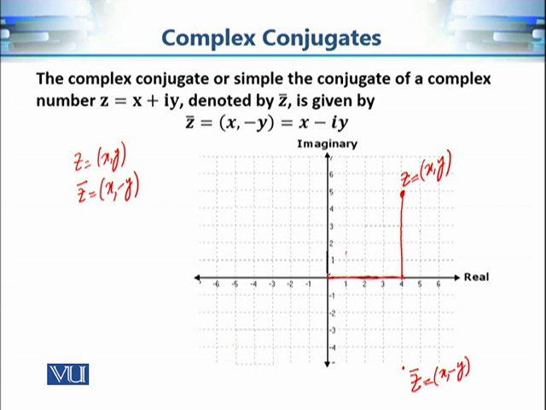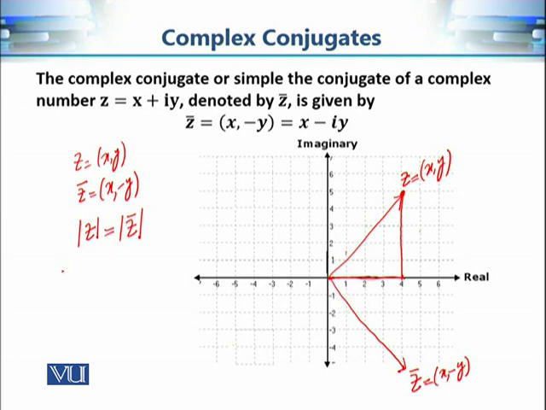Now, it is a very simple observation that the distance from origin to this complex number z is the same as the distance from origin to the conjugate. In other words, we can say that the modulus of z and its conjugate are same. So, algebraically, it is very simple to prove.